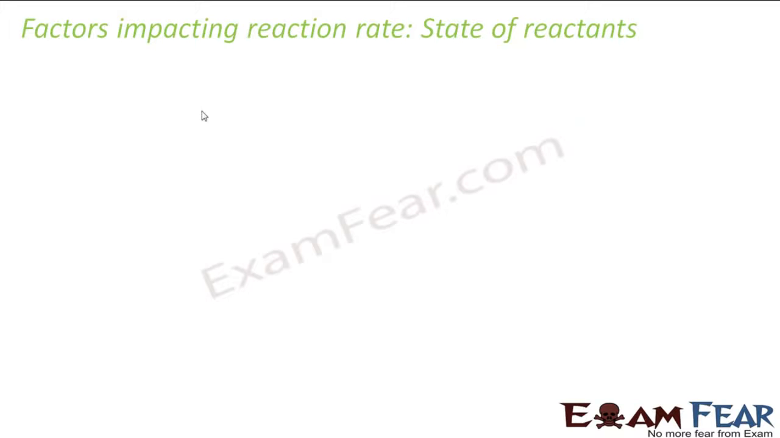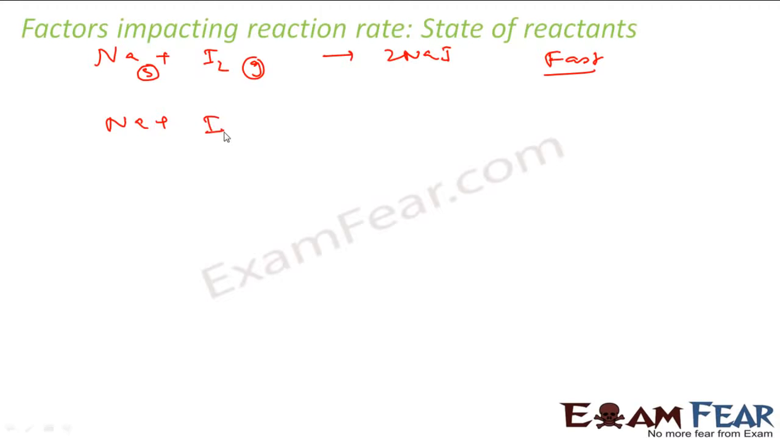Correct? If you want to see examples in real life, take sodium and iodine. Sodium will always be solid. If iodine I am putting as a gas, I get 2NaI, and this will be a very fast reaction. But for the same reaction, sodium will be solid, and instead of iodine gas, take iodine solid, I'll still get the same product, but this will be a slow reaction. So if you see, the state matters. This was gas, this is solid, this is fast, this is slow. Right? The reactants are same, only the medium is changing.